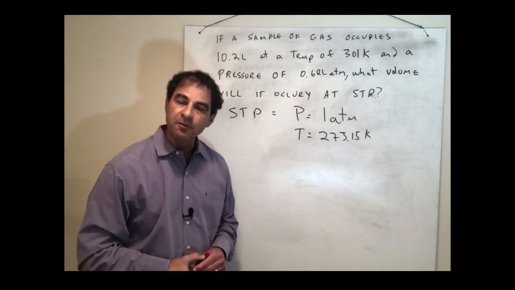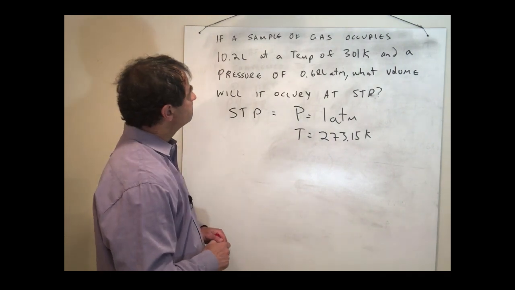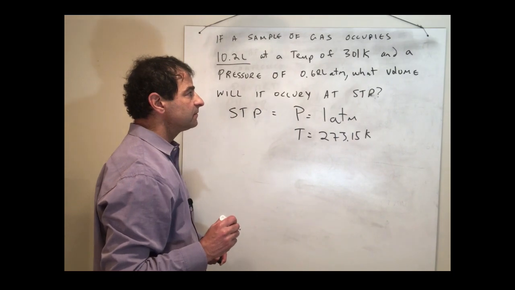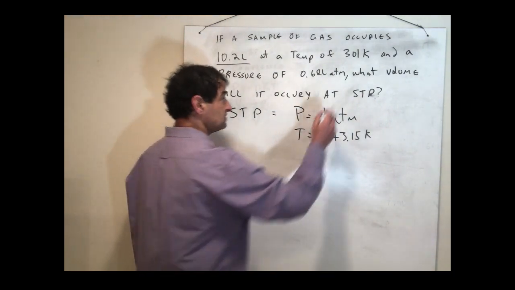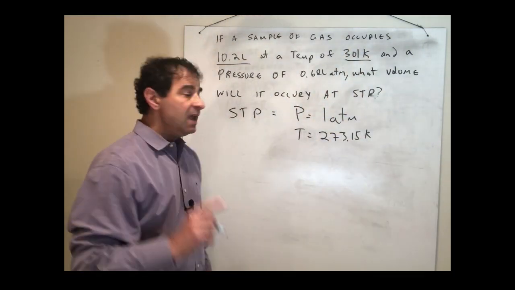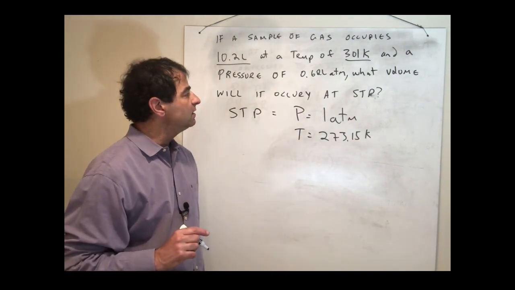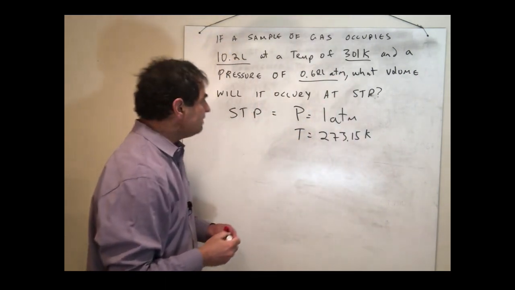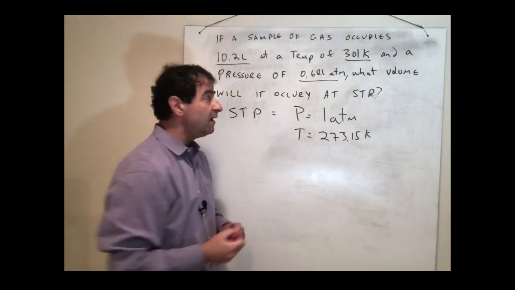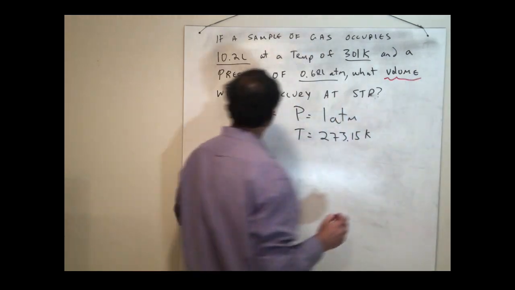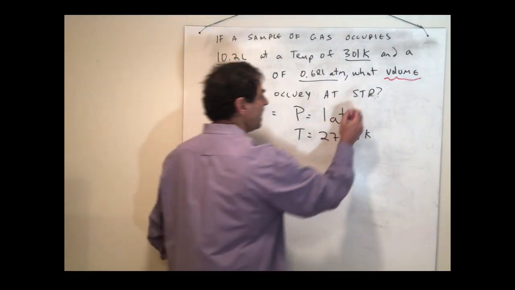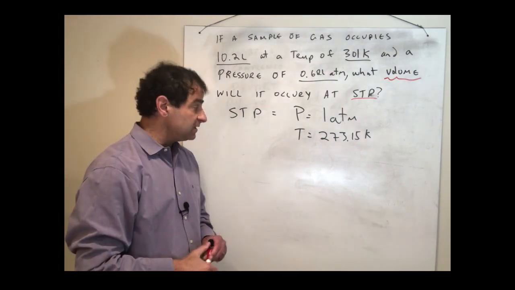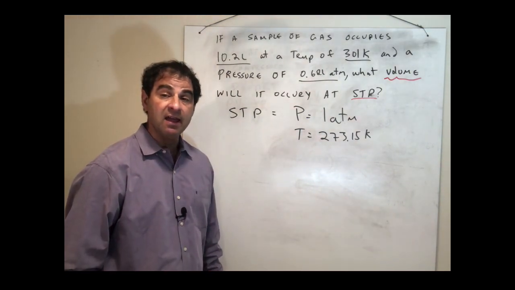Now, let's look at our problem here. If a sample of a gas occupies 10.2 liters, there's my volume, at a temperature of 301 K, there is my temperature, and a pressure of 0.621 atmospheres, that's a P1. What volume, okay, I'm looking for volume. I'm looking for the new volume. Will it occupy at STP? Oh, STP, pressure of 1 atmosphere, temperature of 273.15 K.